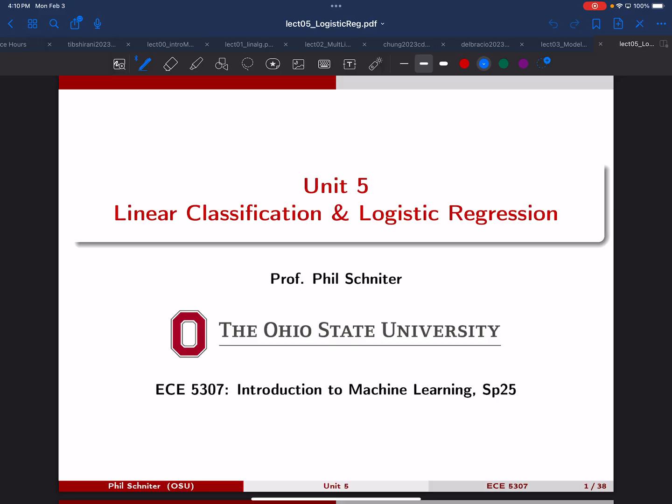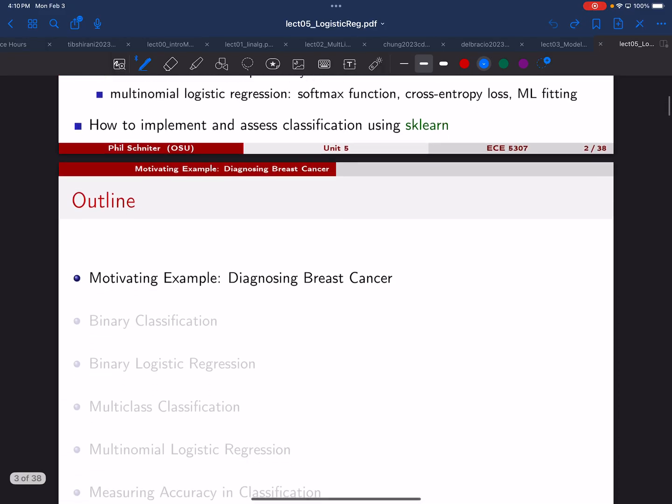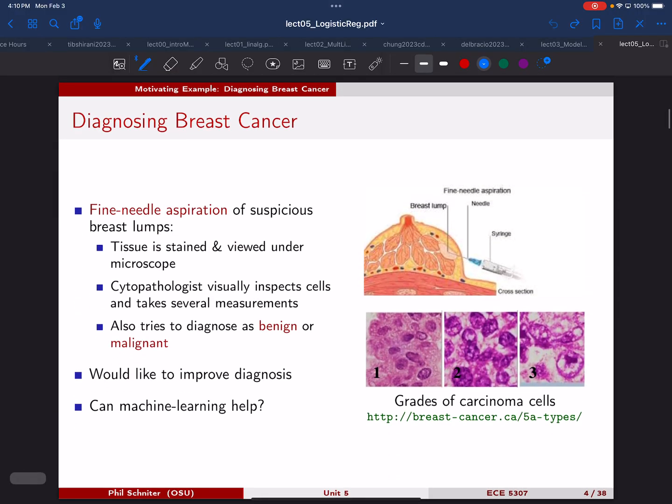We're going to start a new unit today on linear classification. And let's first start by introducing the demo of the application. So in this case, it's about diagnosing breast cancer.